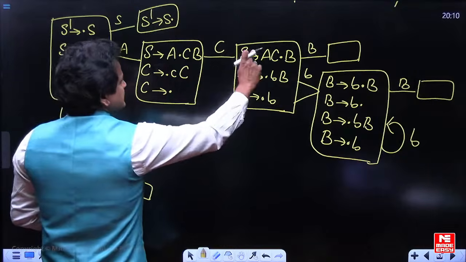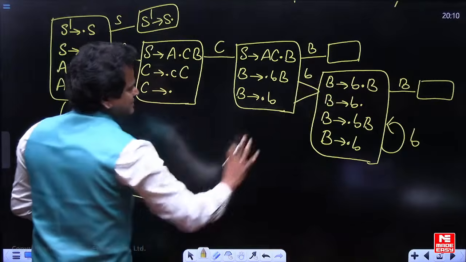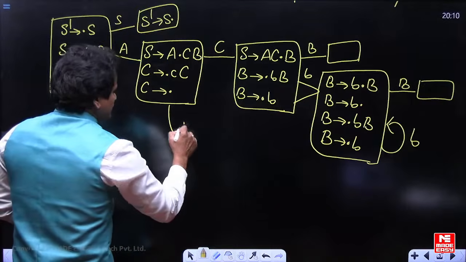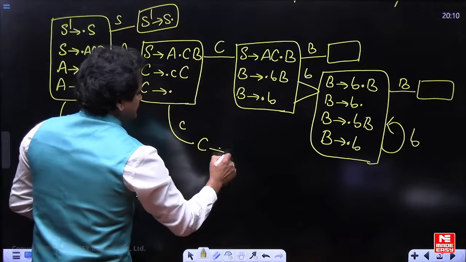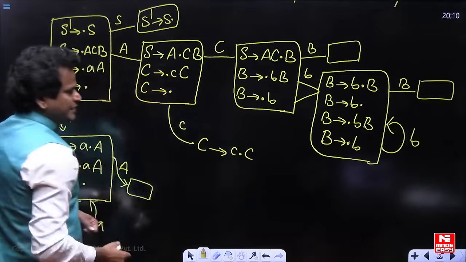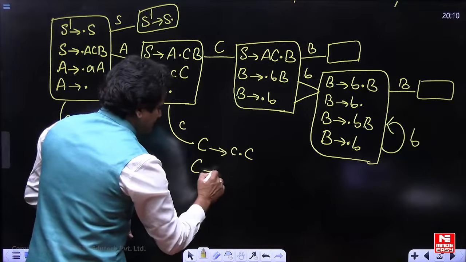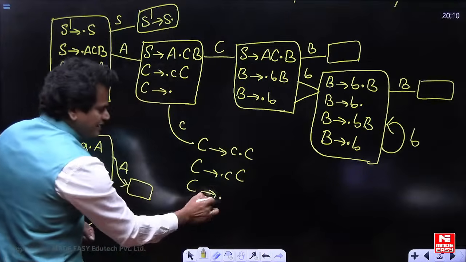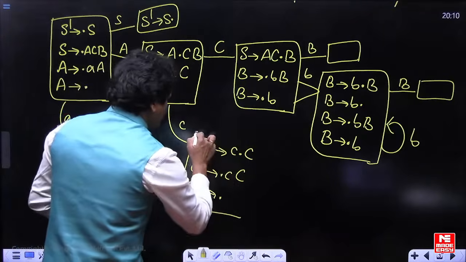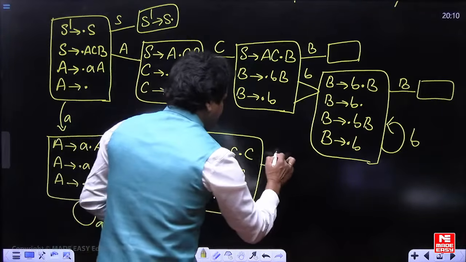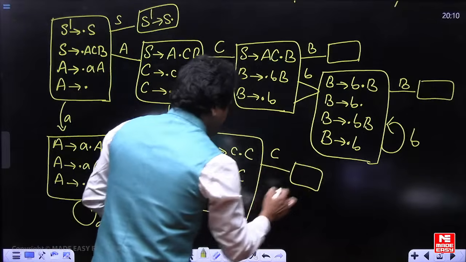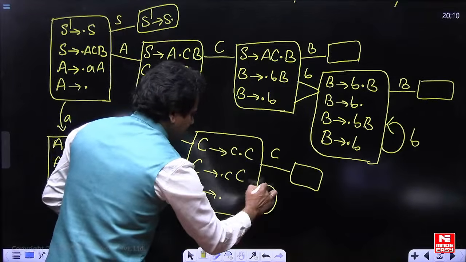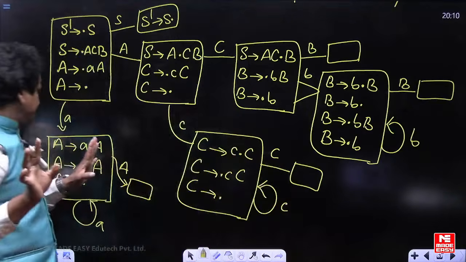Now this C is completed, B is completed, here everything is completed. Now if you come to this small c, C derives c dot C, and after dot C, C derives dot CC and dot, again a final item and a shift symbol terminal, and on capital C it is a single item, on small c we get the same. So everything is completed now.